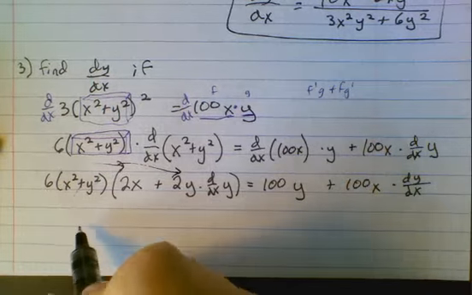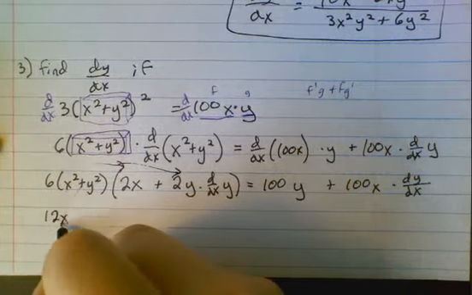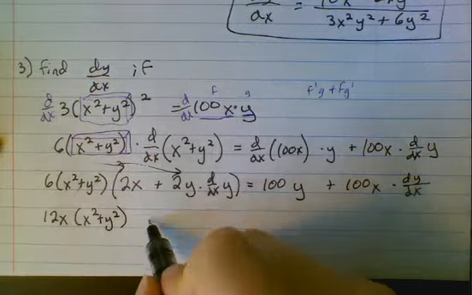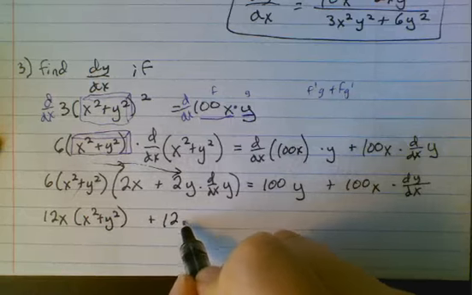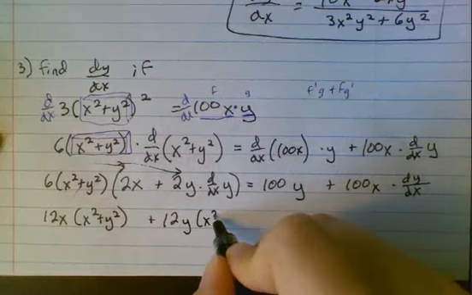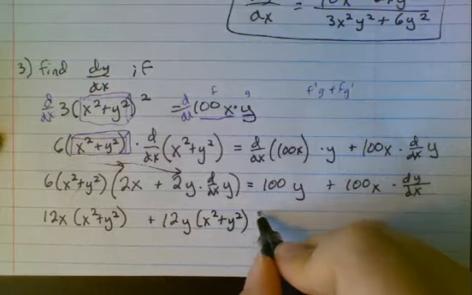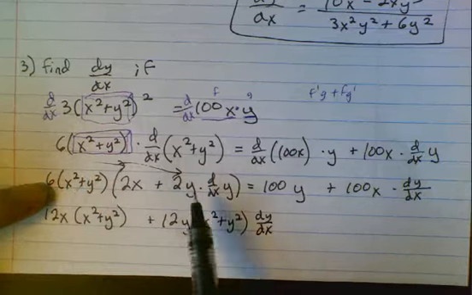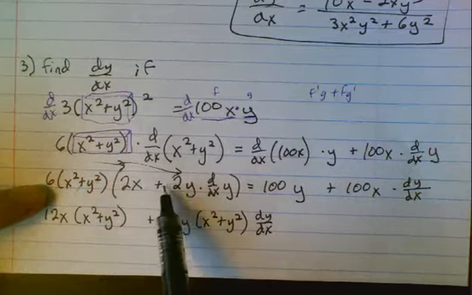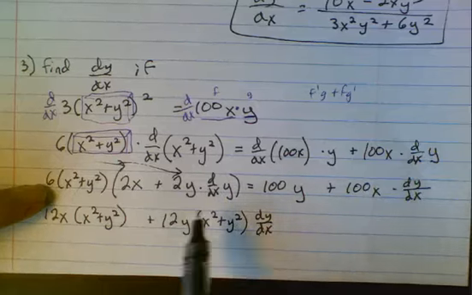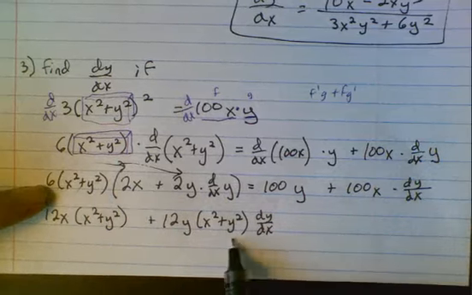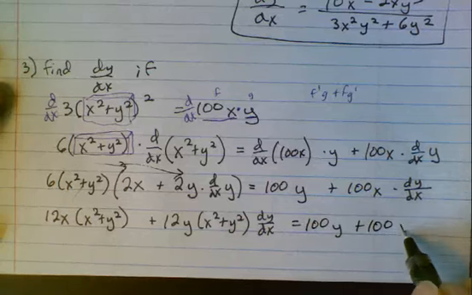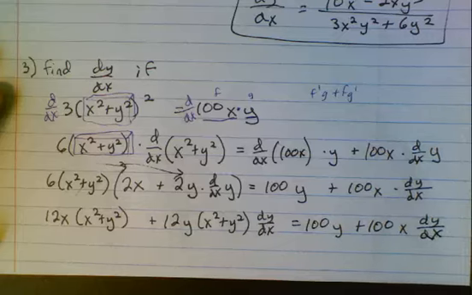So 6 times 2x is 12x(x² + y²). 6 times 2y is 12y(x² + y²), and then this is dy/dx. Notice the (x² + y²) is also being distributed here, so 6 times 2 is 12y dy/dx (x² + y²), right there. So 100y plus 100x dy/dx.